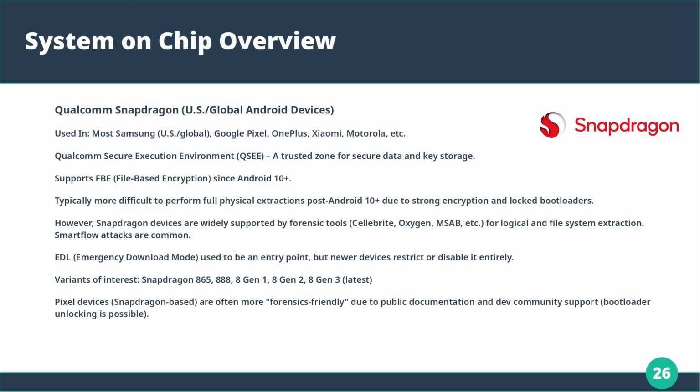Firstly, we have Qualcomm Snapdragon. This is used in a majority of Android phones globally, including Samsung, OnePlus, Google Pixel, Xiaomi, and even more. Snapdragon chips come with a Qualcomm Secure Execution Environment, a trusted zone that securely handles keys, encryption, and sensitive operations. Since Android 10, Snapdragon devices have enforced file-based encryption by default.